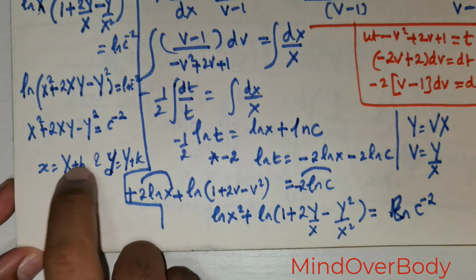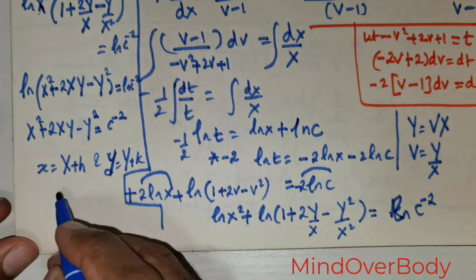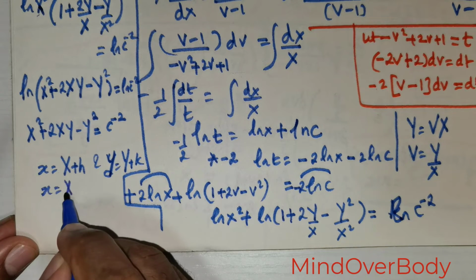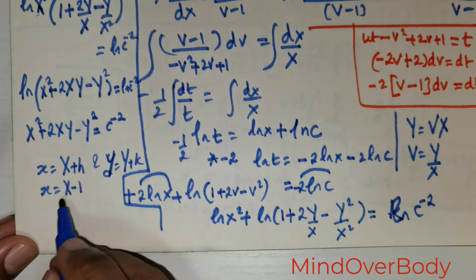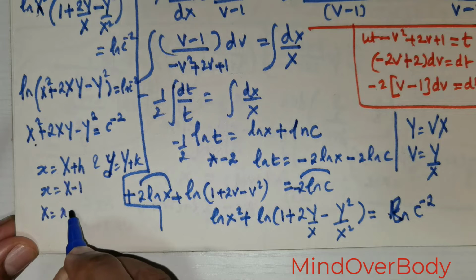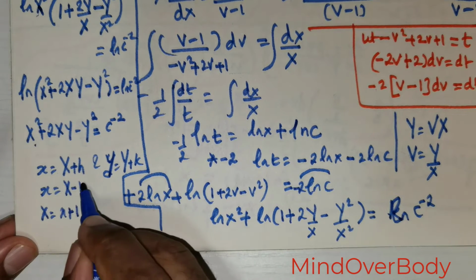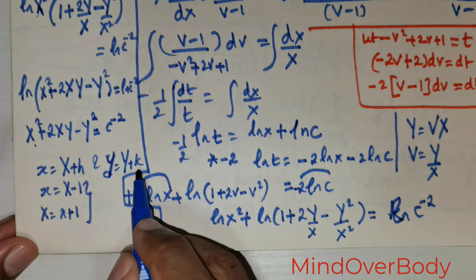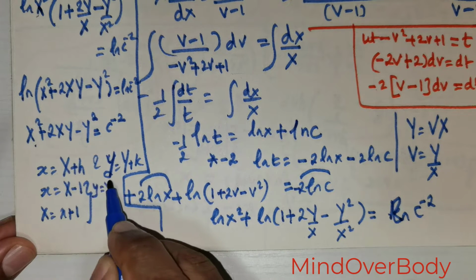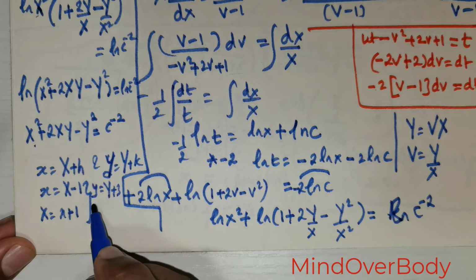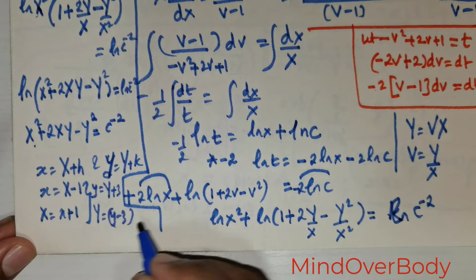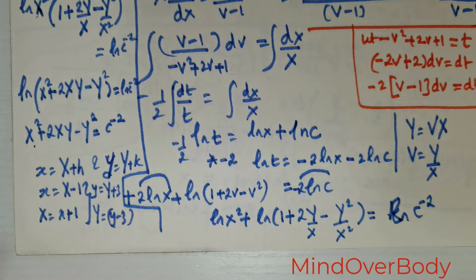I'm just going to substitute it here. So if I were to say x is equal to capital X negative 1 and capital X has to be substituted. So capital X is equal to x positive 1, that is one substitution, and my k is equal to 3. So that's going to be y is equal to capital Y positive 3. So that means capital Y is equal to y negative 3. So everything is working out perfectly.